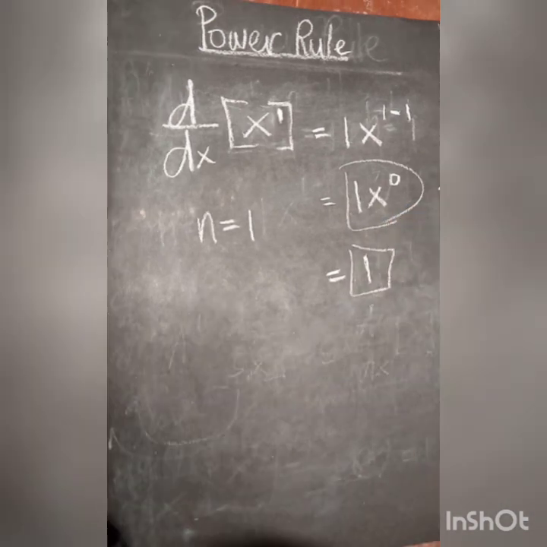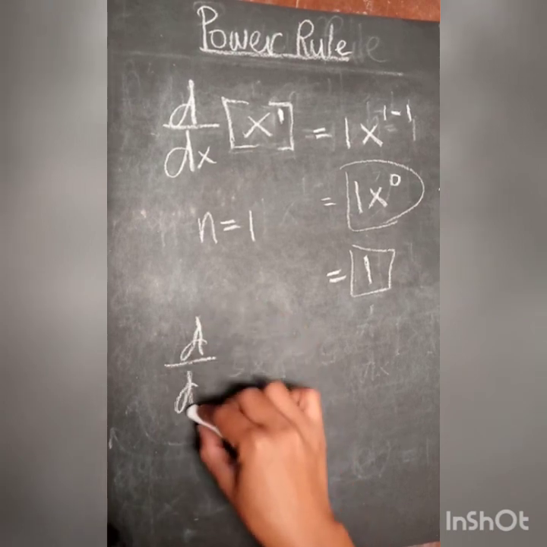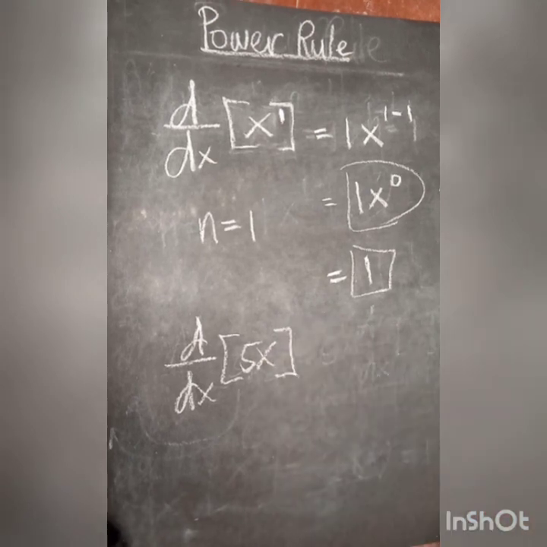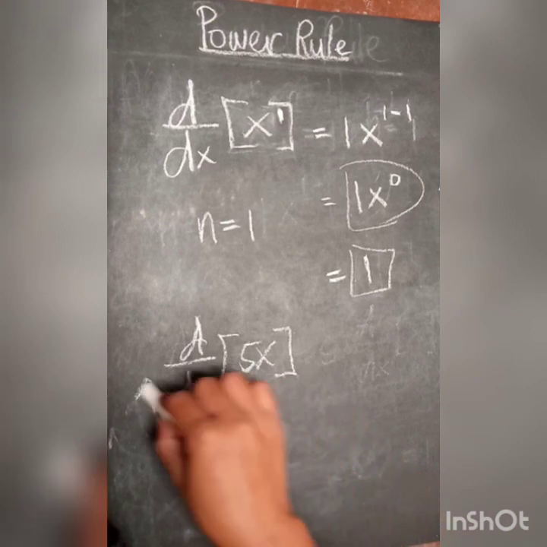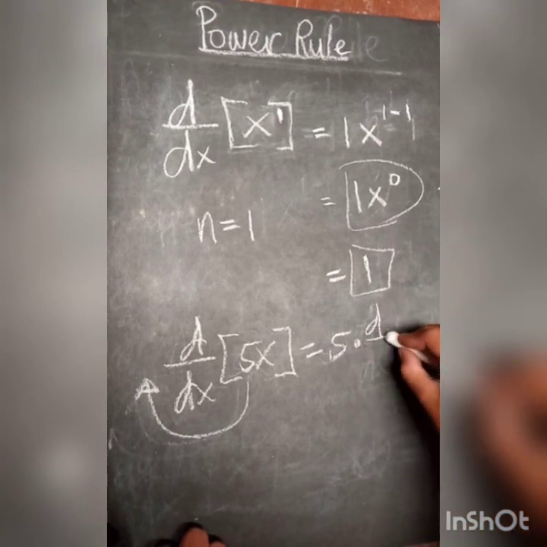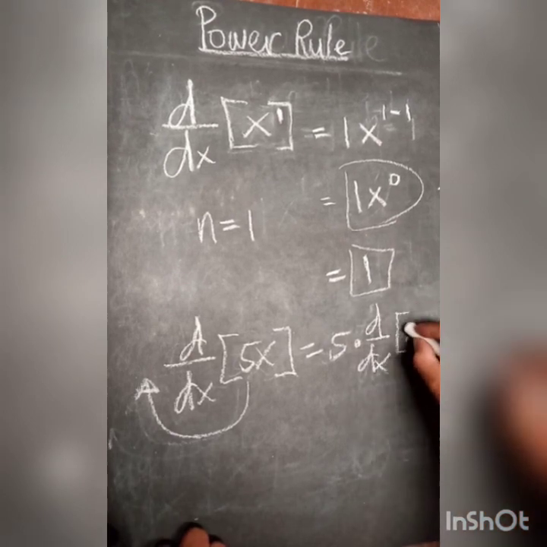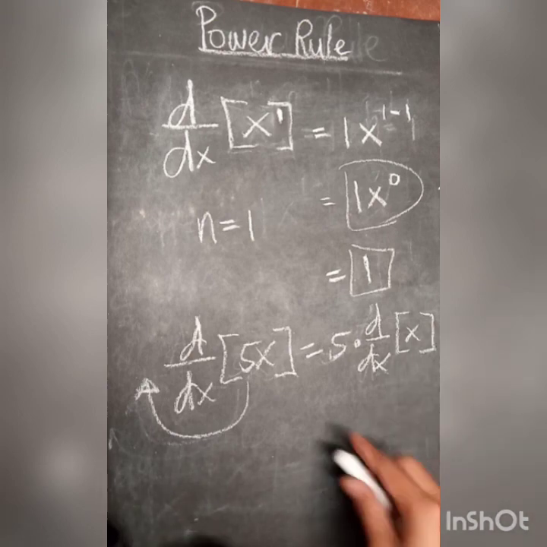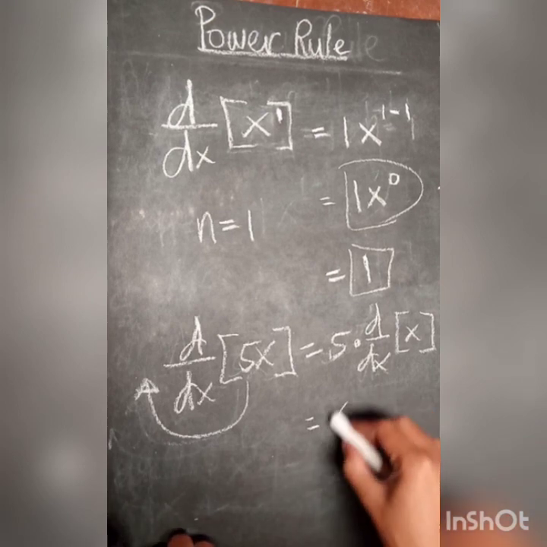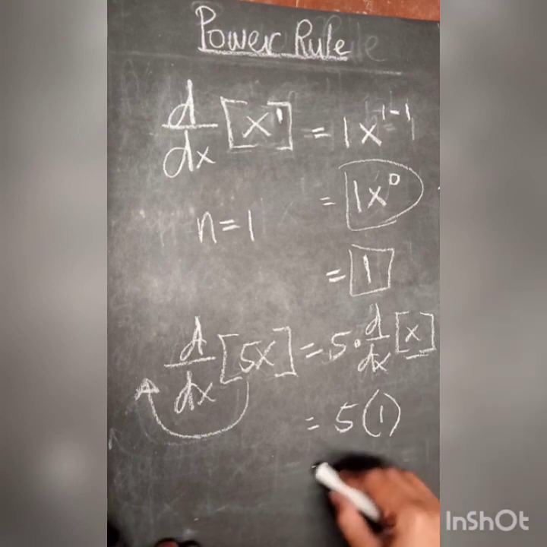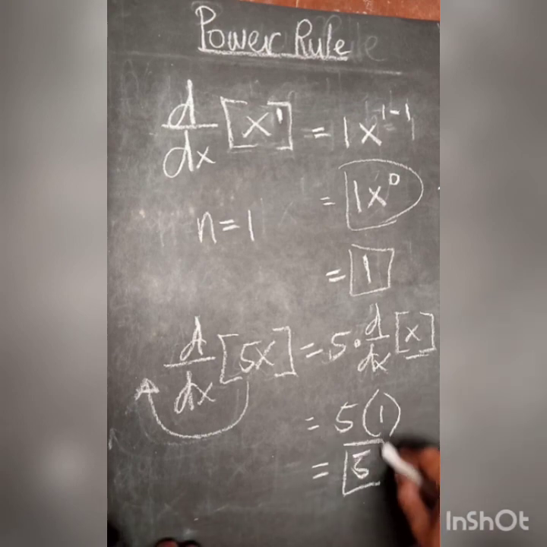Another example is to try to find the derivative of 5x. If we have a constant and a variable, just move the constant to the front. So this 5 moves to the front. This is the same as 5 times the derivative of x. So this would be 5 times 1 because the derivative of x is just 1. So 5 times 1 is equal to 5. So this would be the answer.